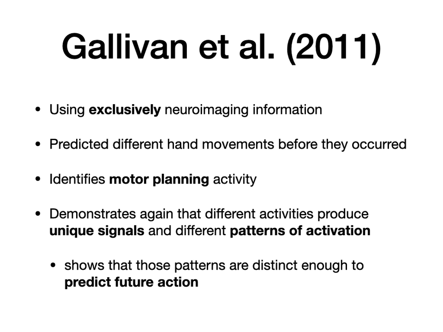So it identifies this span of motor planning, and it demonstrates that the brain is producing these unique signals and different patterns of activation, i.e. it's doing something different with the information that it has available to it, and shows that those are distinct enough to be able to call out the outcome.